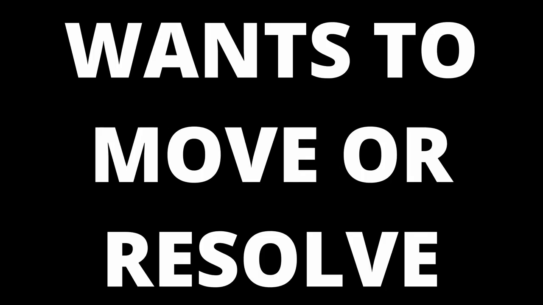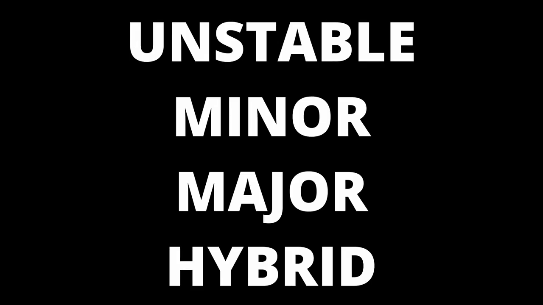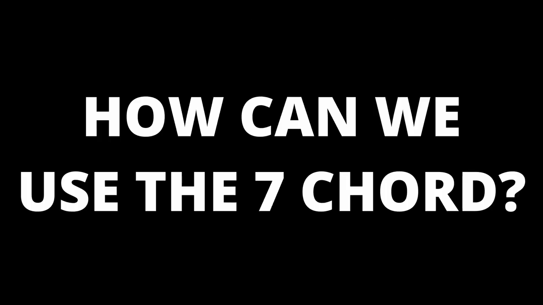You can hear the strong dissonance of the dominant 7 and its desire to resolve to another chord. This tension is drawn from the hybrid nature of the dominant 7, drawing on major and minor scale notes. How can we use the dominant 7 chord?